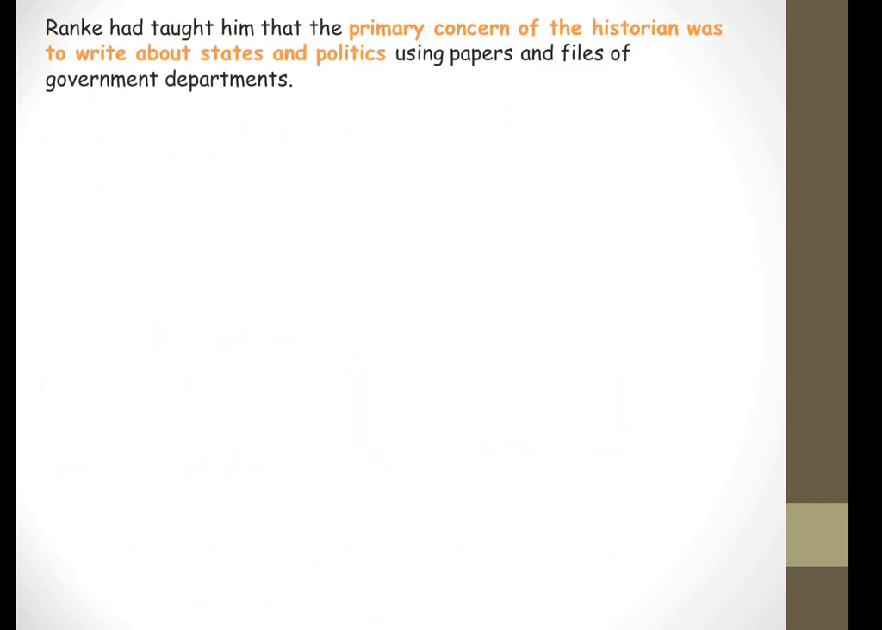Now, Ranke had taught him that the primary concern of any historian was to write about states and politics. We have to write about states and politics so that we get an insight into the changing culture and tradition, economically, politically, and in all ways. And that was done using papers and files of government departments. They would gather these resources from different places and government departments, and they studied them. That is how they had a clear-cut view of what happened in different states and politics.